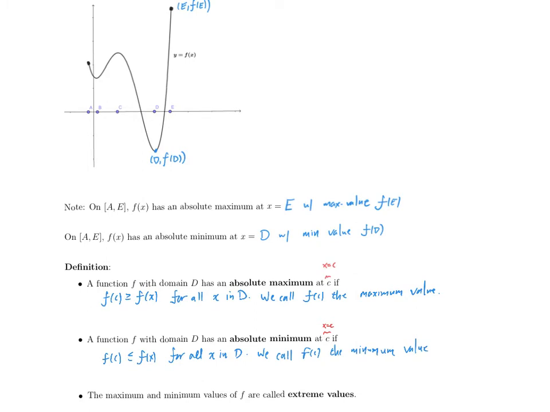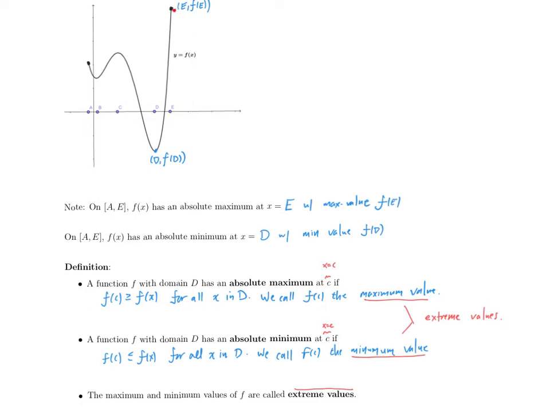And the maximum and minimum values of a function are things that we are oftentimes attempting to find, and we actually call these the extreme values of f. So the maximum and minimum values, the biggest and smallest outputs, we refer to those as being the extreme values of the function.